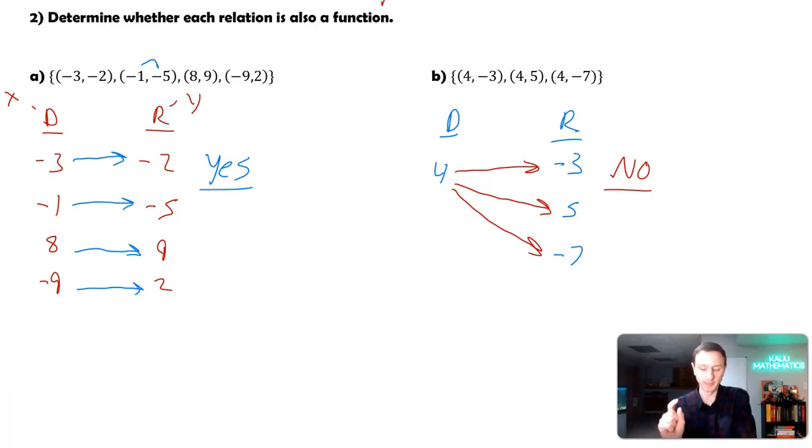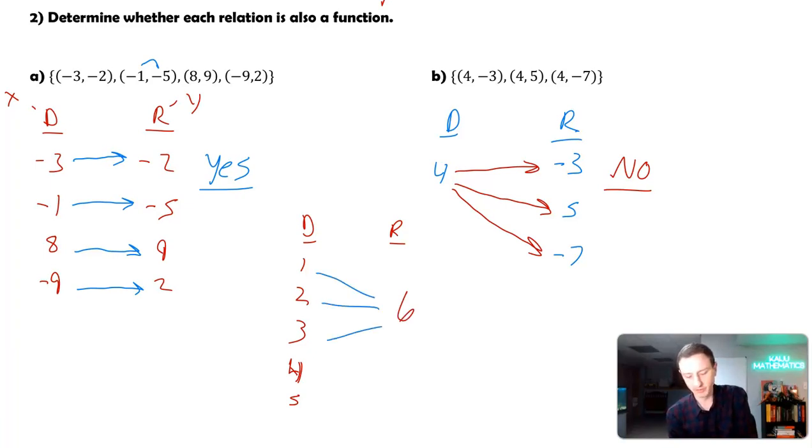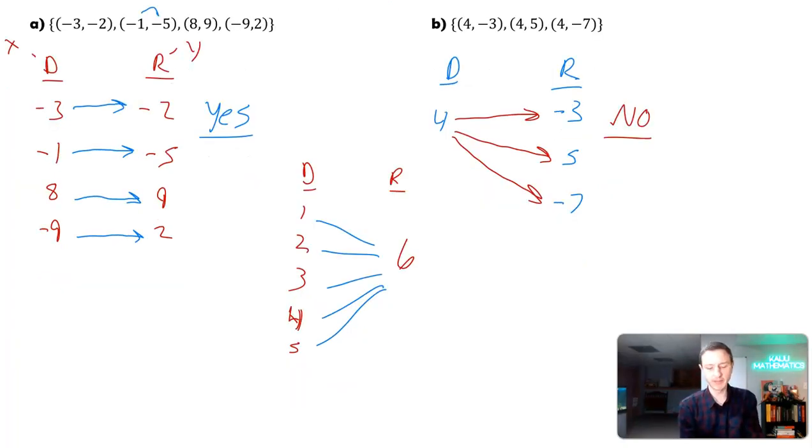Now, what if this happens? I want to look at this example. So I'm just going to make this up here. Let's say I have the domain of like 1, 2, 3, 4, 5. And all of these domain values are going to one y value of, let's just say, 6. So if I map these, we have ordered pairs 1, 6, 2, 6, 3, 6, 4, 6, 5, 6. So in this example, each x value is going to exactly one y value. They're all going to the same y value, but that's okay. That's a yes. That is a function.